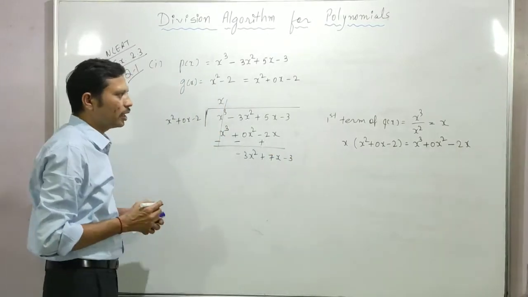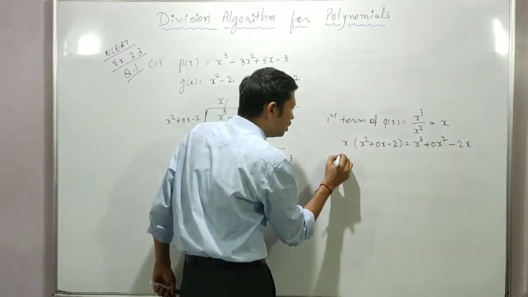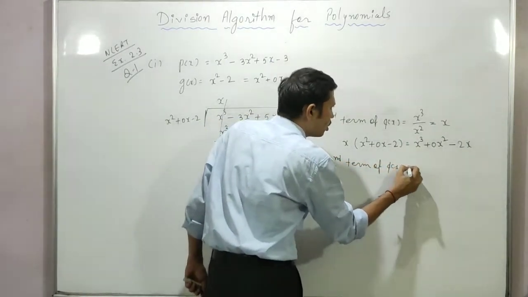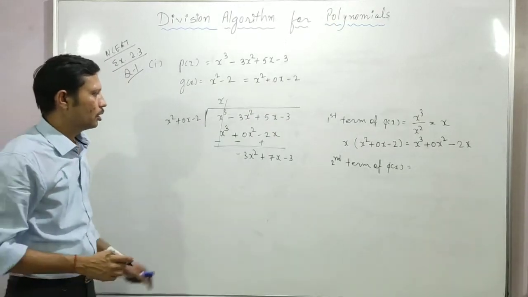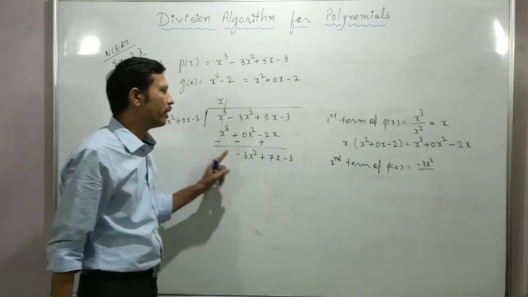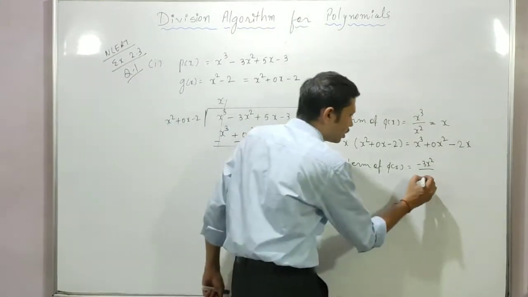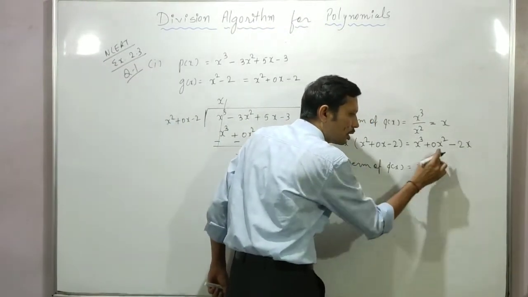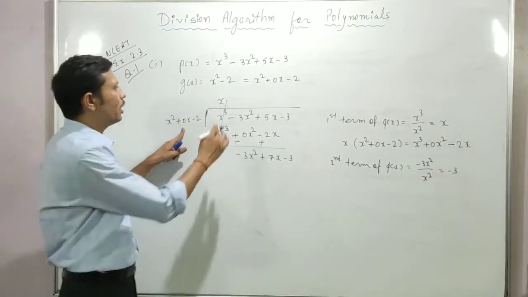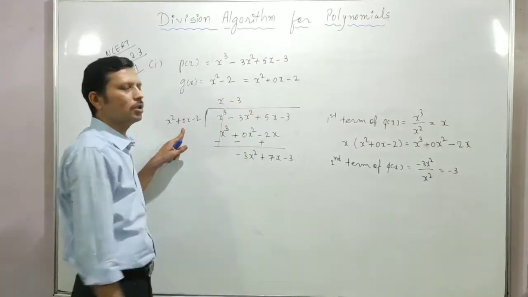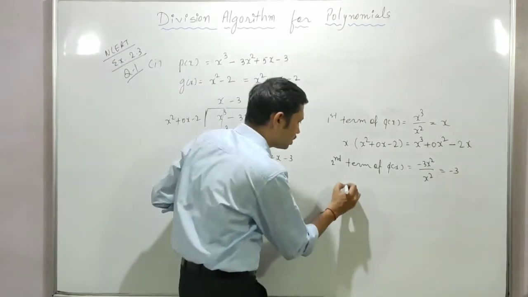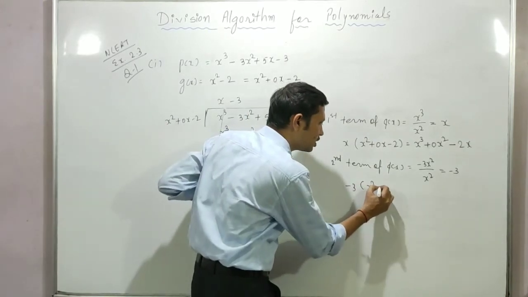Okay, now again the second term of the quotient. For that, the first term of the dividend should be divided by the first term of the divisor. So we can say x square cancels out. So what is left? Minus 3. Now your divisor is multiplied with the second term of the quotient. So this product should be written down here. So minus 3. Take the product with the divisor.